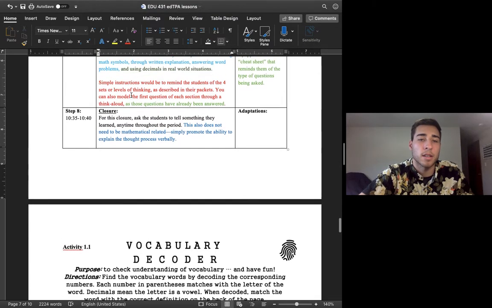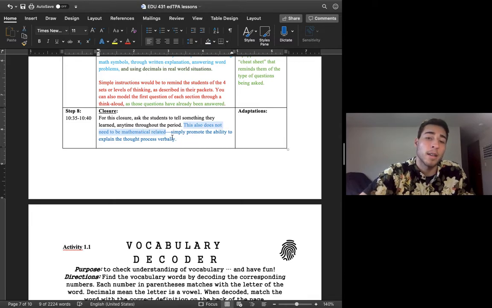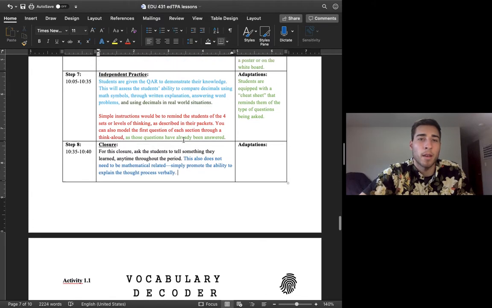And then finally, just a closure, just another quick discussion, asking the students to tell something that they've learned throughout these 3 lessons and where they can put this information into their own lives as well. Like I said, this does not necessarily need to be mathematical related, as long as they have the ability to explain their thought process verbally is what I'm really going for in this closure. And that's about it.